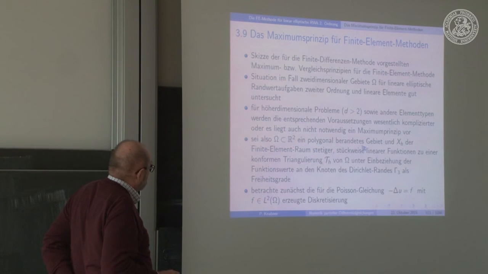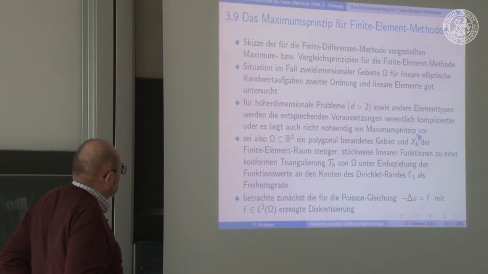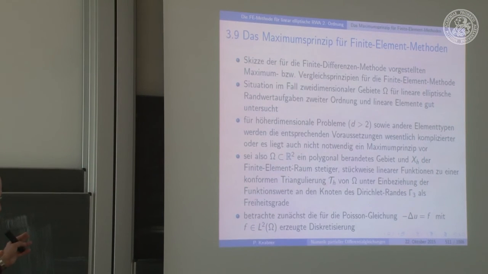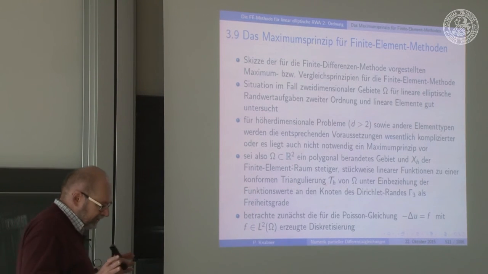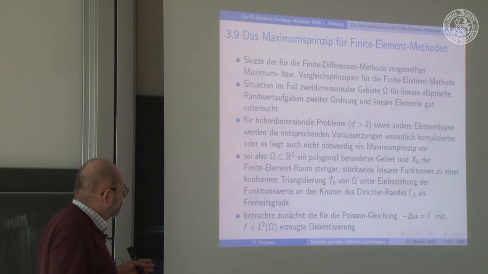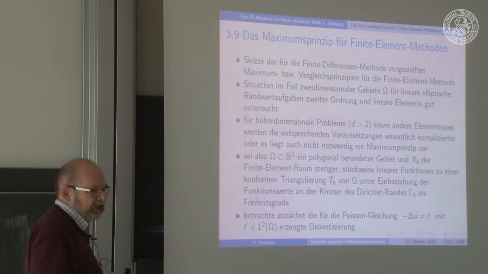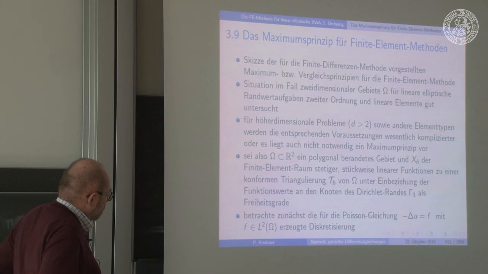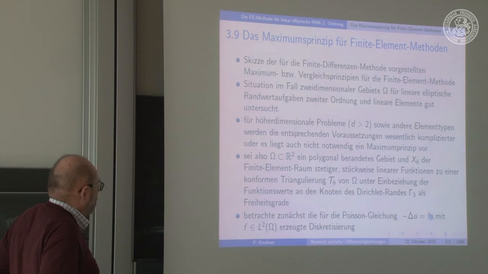We have a polygonally bounded domain. And first we look at X_h. You remember this was the finite element space which was a little bit larger, at least in the situation where we have some Dirichlet boundary condition, because it also takes the Dirichlet nodes as degrees of freedom. And we go back to the very beginning and restrict ourselves only to the Poisson equation first, with some right-hand side in L2.